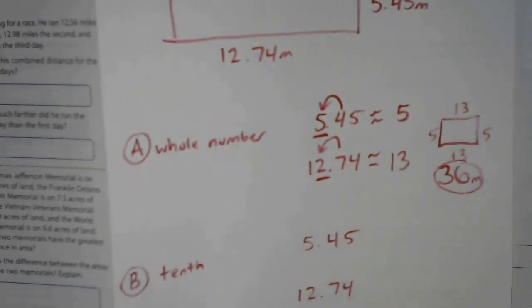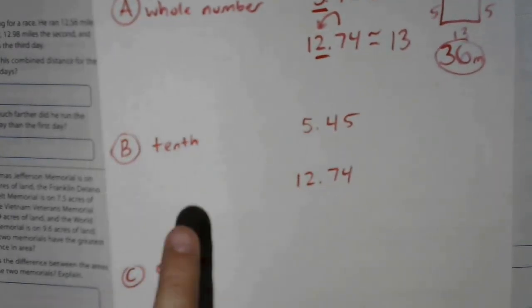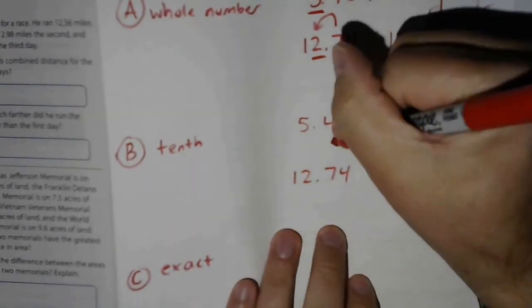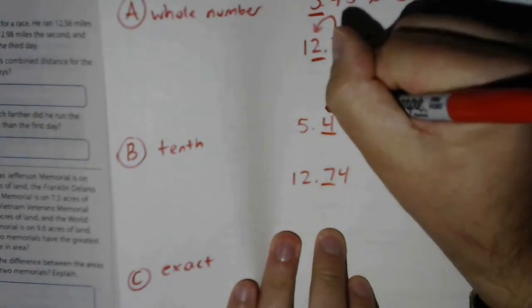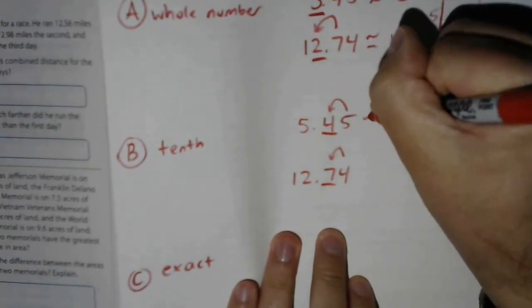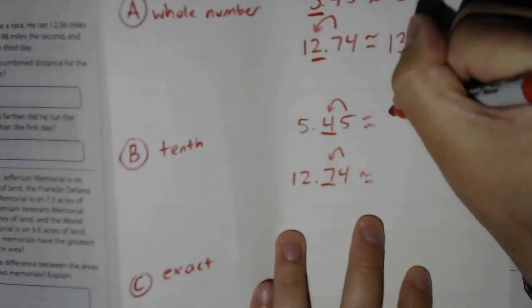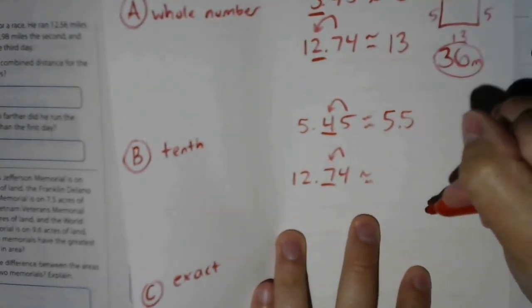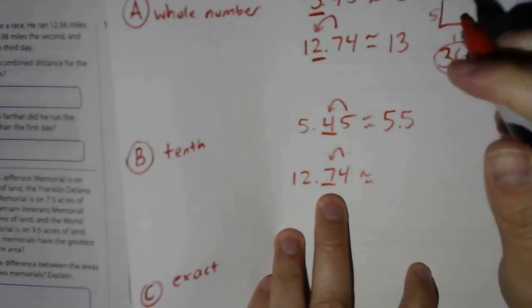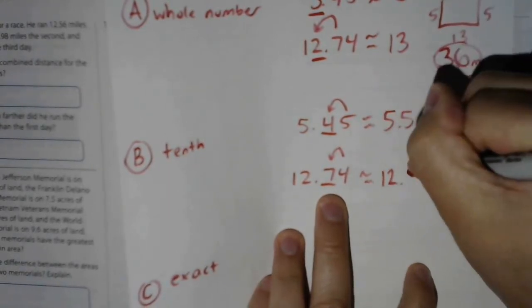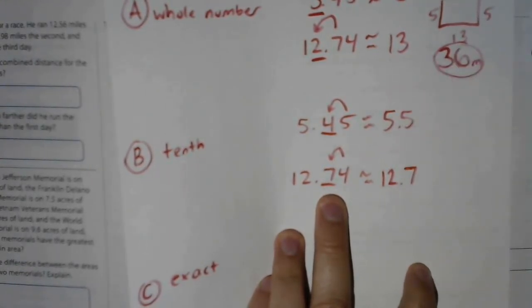In part B, same measurements, but now we're rounding to the nearest tenths place. So I'm going to underline my tenths place, draw my arrows. I'll round. In this case, the 5 tells the 4 to go up. So that's now 5 and 5 tenths. The 4 tells the 7 to stay. So now that's 12 and 7 tenths.